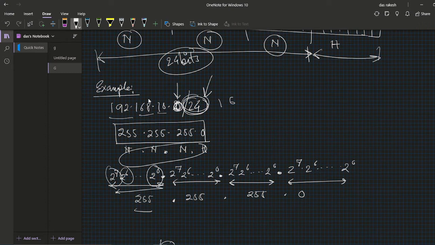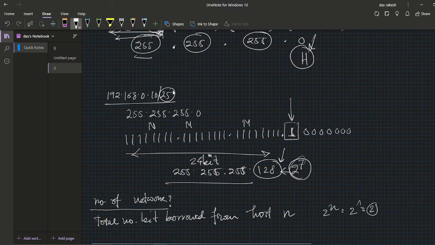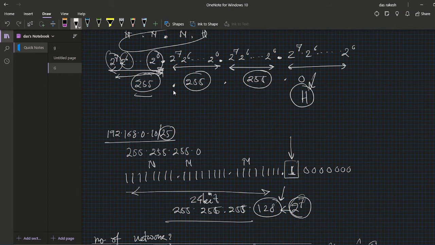And the whole bit summation equals the decimal 255.255.255, and this is a host bit and this is a 0 bit. Okay, now clear it.